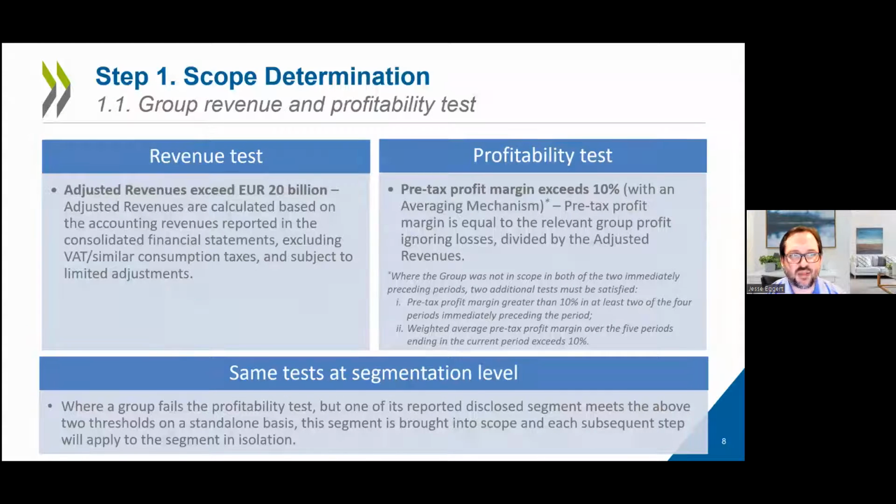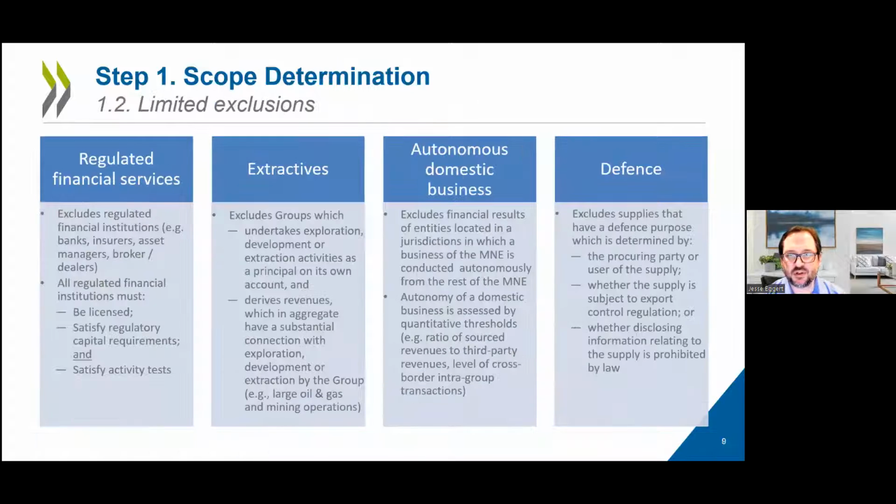As we said up front, there are limited exclusions from scope, and you'll see those on slide 9. These are in 4 basic categories. Regulated financial services, where the exclusion removes from amount A effectively regulated financial institutions. So, for example, banks, insurers, asset managers, broker-dealers. To qualify, those financial institutions have to be licensed. They have to satisfy certain regulatory capital requirements, and they have to satisfy activity tests to make sure they're actually doing the things they're regulated to do.